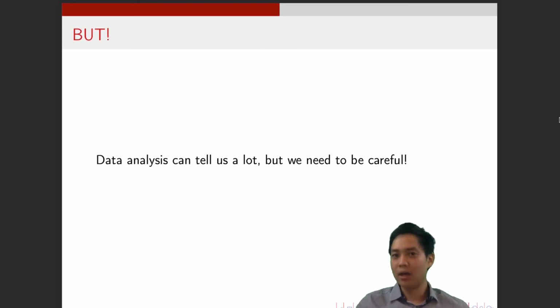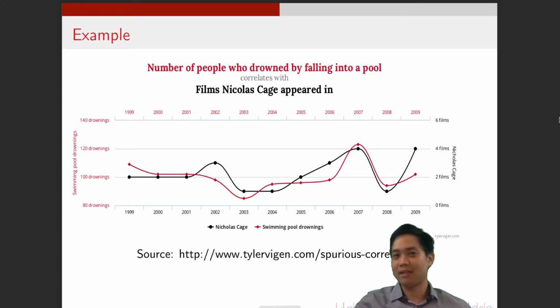But we do have to be careful. There's a lot of data out there, but there are a lot of pitfalls that you might fall into when trying to interpret and analyze that data. This is a silly example, but I like it because it shows what I'm trying to say about these pitfalls. This is the number of people who drowned by falling into a pool, along with the number of films that Nick Cage appeared in. You can follow along these red and black lines, and it seems like they correlate pretty closely. So in years where Nick Cage appeared in more films, more people drowned by falling into a pool.